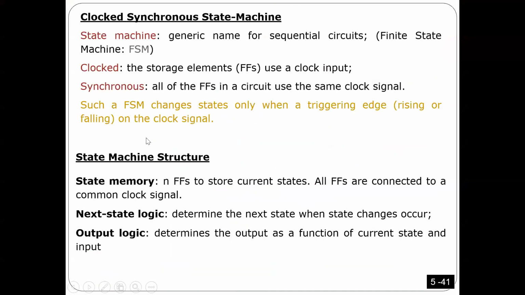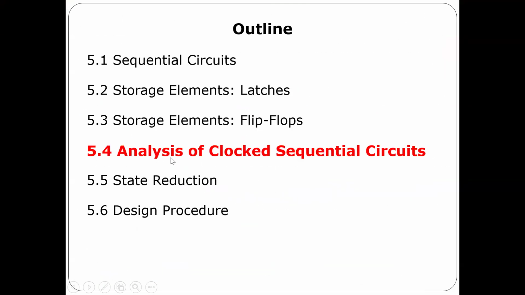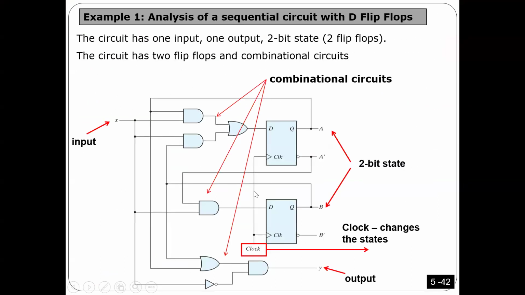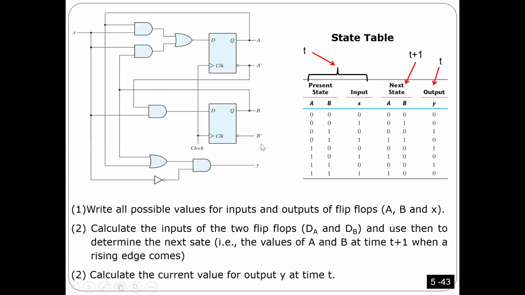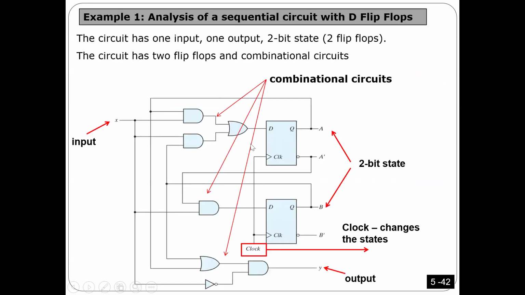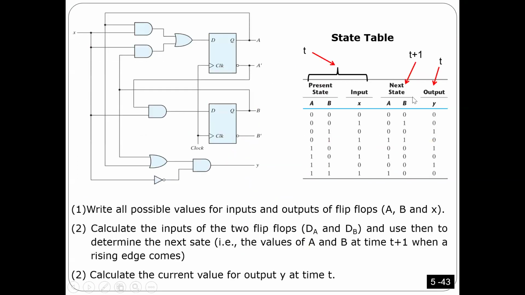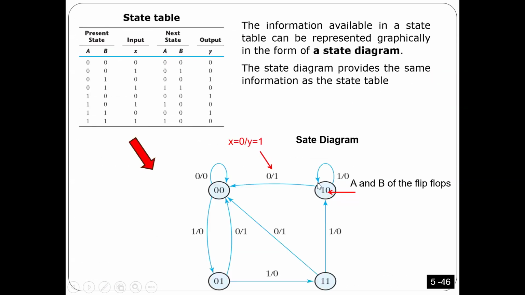Okay, guys, so last time I started to explain how we can analyze a sequential circuit. That means I will give you a sequential circuit, something like this one, and then ask you to analyze it. What does it mean to analyze it? It means that given this circuit, you have to find what we call a state table, and also you have to draw the state diagram.